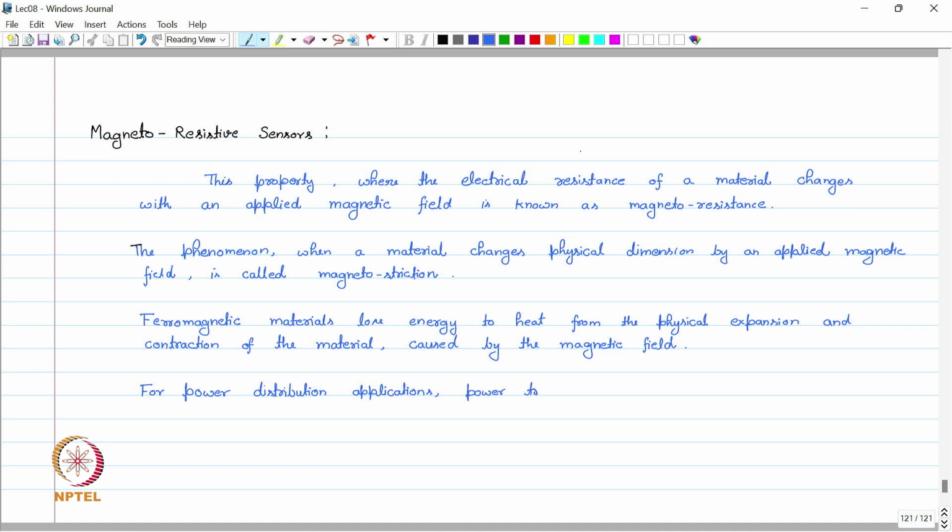Power transfer efficiency is a critical factor.